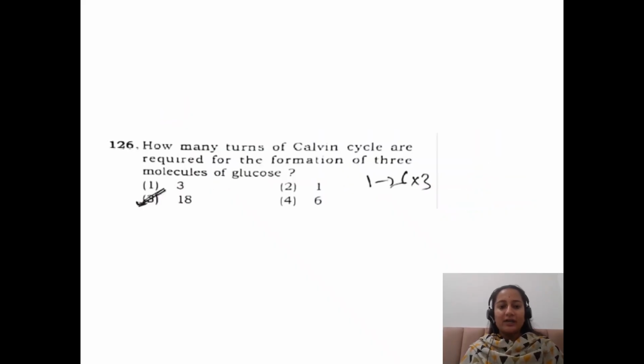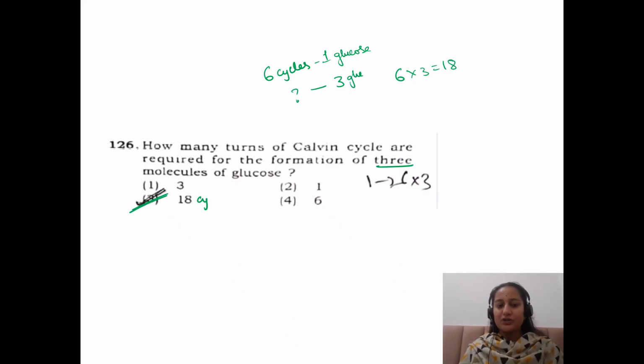How many turns of the Calvin cycle are required for the formation of 3 molecules of glucose? We know this. 6 cycles are actually required for the formation of 1 glucose. But here they are asking for 3 glucose molecules. How many cycles are required? So that will be 6 into 3. Total 18 cycles are required, which gives 3 glucose molecules. So this question is from photosynthesis.